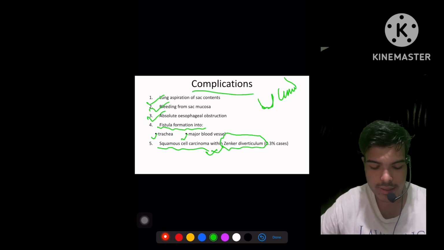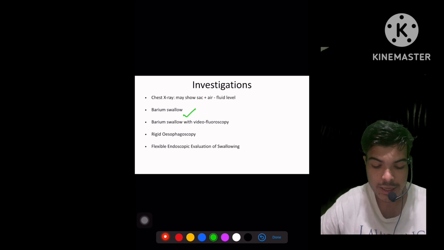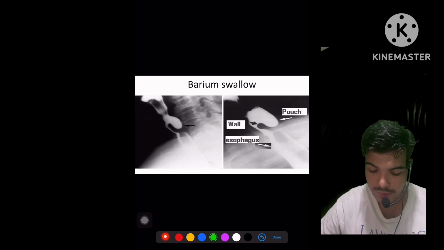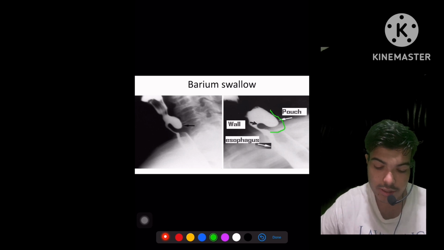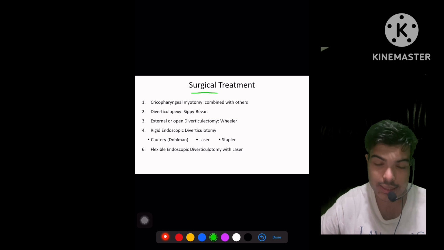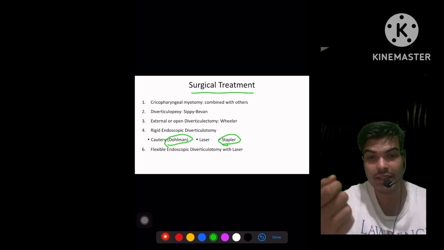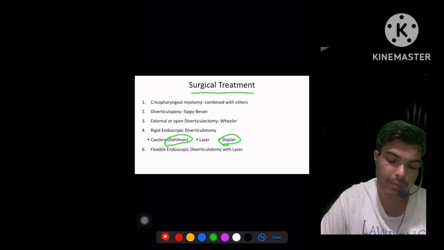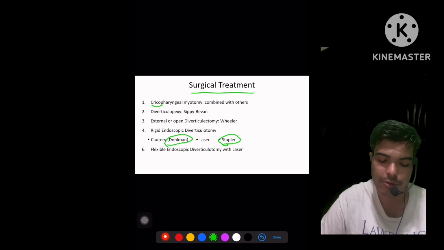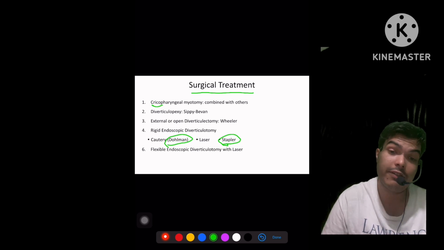Next, barium swallow can be done, rigid esophagoscopy, flexible endoscopy, chest x-ray. See, in barium swallow you can see a beautiful pouch out here, and you can easily see that the lining is smooth, okay. Surgical treatment is one, Dolman's operation, as I already listed, the stapler procedure, and you can also go for removal of this one. And remember that the cricopharyngeal muscle is very tight, that is why you're having this problem, right. So you have to go for a cricopharyngeal myotomy. This is most important, okay, cricopharyngeal myotomy, and it's combined with other procedures like diverticulopexy.